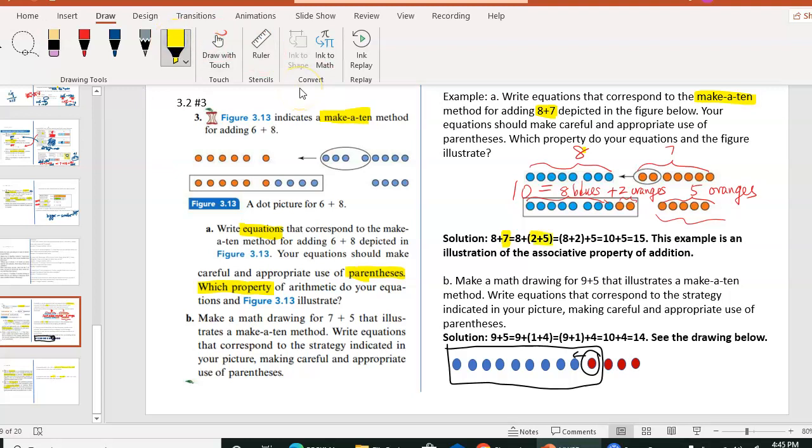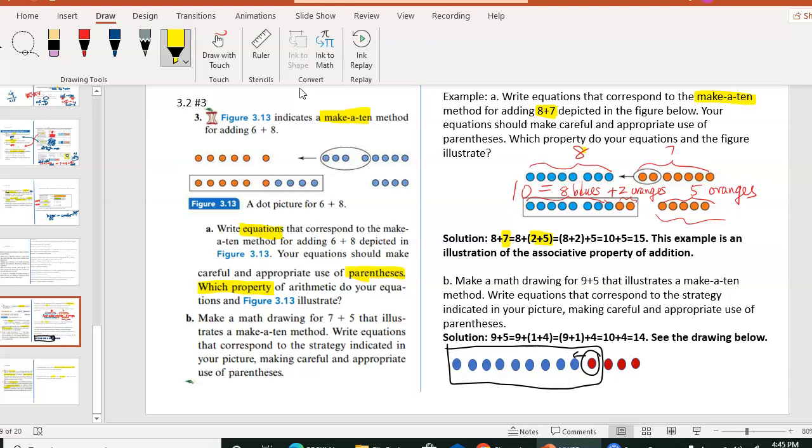Okay. And so first step, you break down 7 as 2 plus 5. And in the picture, you can see they are trying to separate these 2 from the other 5. And what we did next is we switched the parentheses.